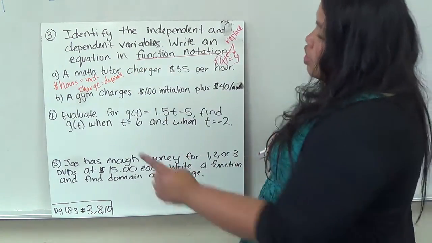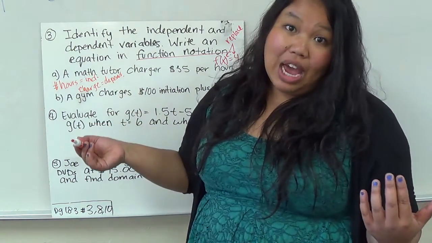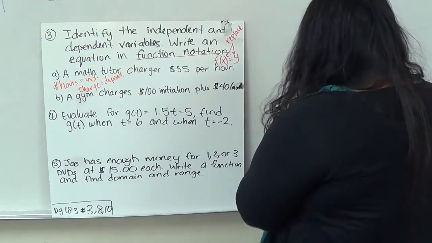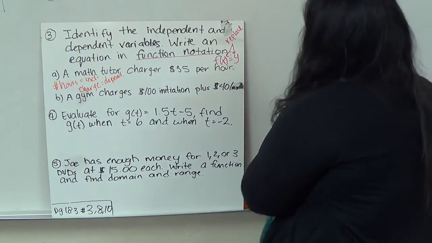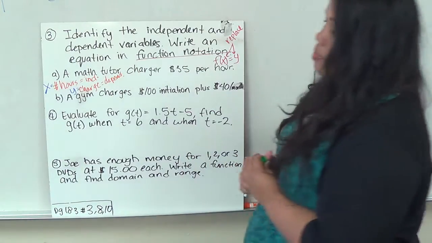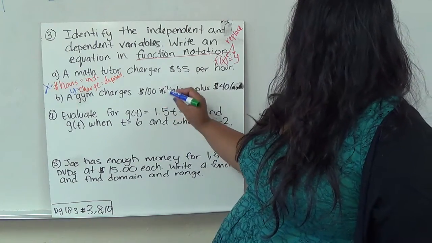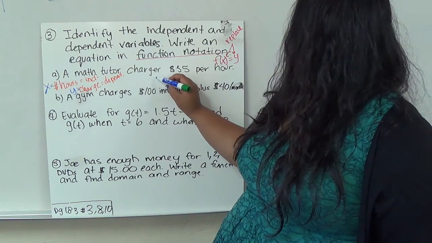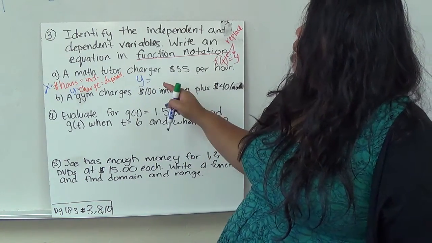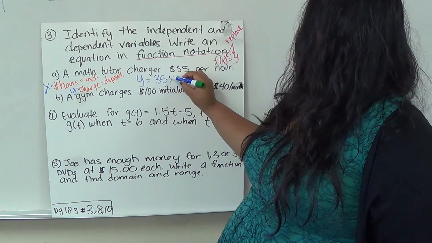Okay? So it matters how many hours in order for me to find the charge. I can't have the charge without the hours, but I can still have the hours without the charge. So this is my x, and this is my y. That's my x and that's my y. So for every hour, I know how much to charge, my y. I'm going to charge $35 for every hour, my x.